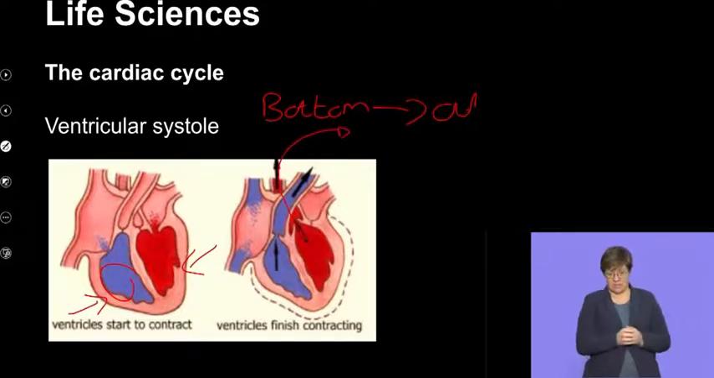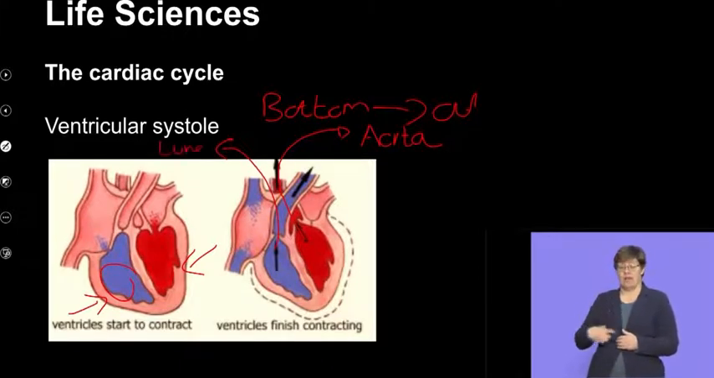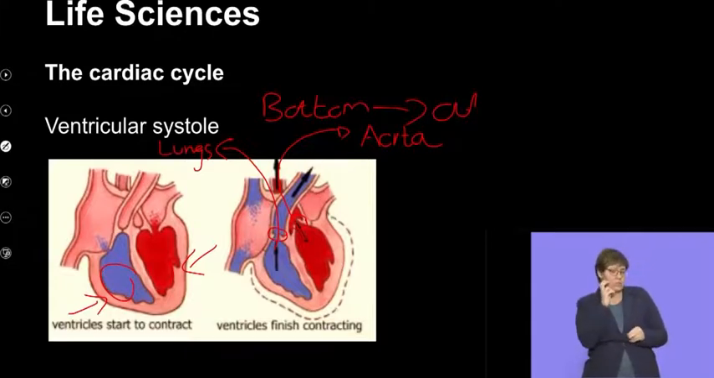On the left-hand side, it's going to go to the aorta, all the way around the body. And on the right-hand side, it's going to go to the lungs, via the pulmonary artery. And what happens again? There are valves over here that will open. When the blood is finished, they're going to close. And when it closes, it again makes a sound.